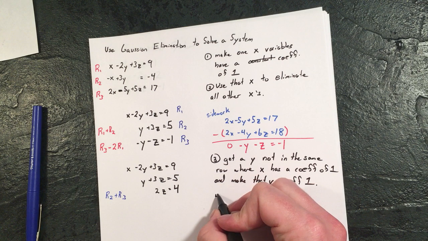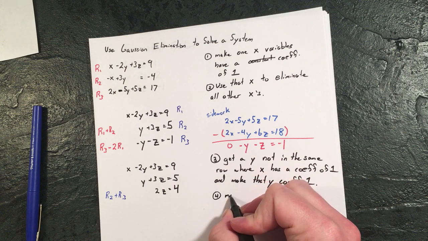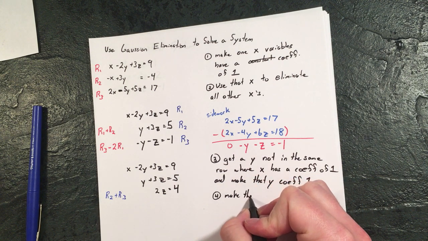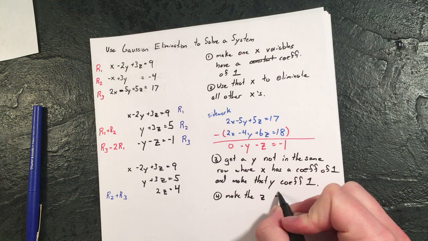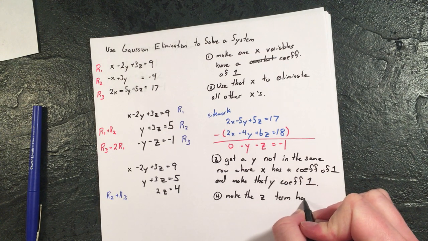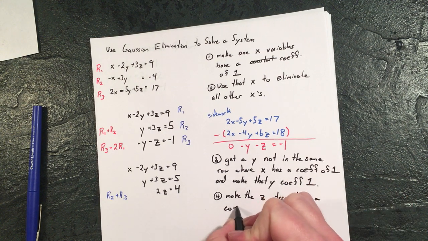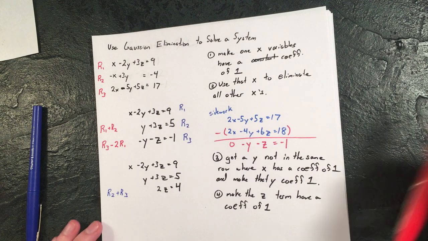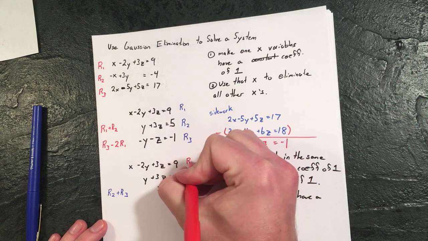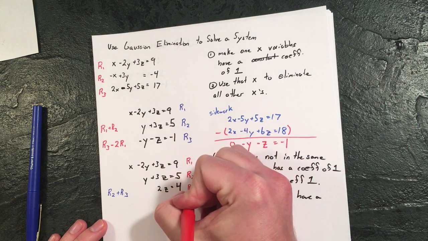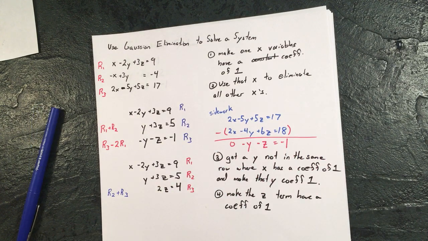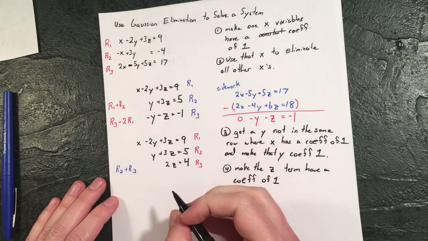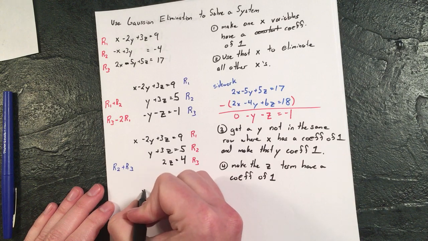And then our next step would be to make the z term have a coefficient of 1. How we do that is we can now rethink of these as row 1, row 2, and row 3. Row 1 and 2 are staying exactly the same.